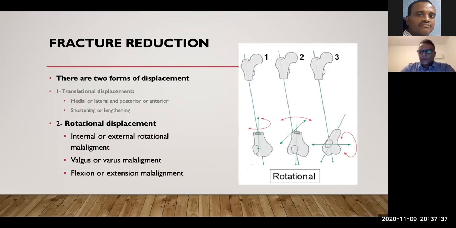And when we speak about rotation, it can be internal or external rotation. They can be varus or valgus malalignment, which is angulation, and then also can be flexion or extension malalignment, as appears in these illustrations.